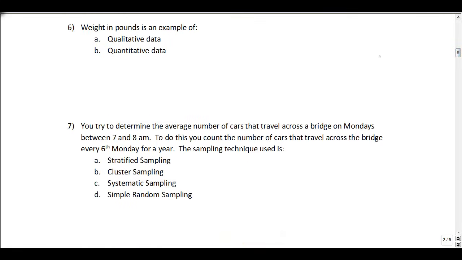Okay. 6, weight in pounds. Well, when we say weight in pounds, that's going to be a number of pounds. There's some sort of number attached to our weight, and that number has some sort of actual numerical value, so this would be quantitative data.